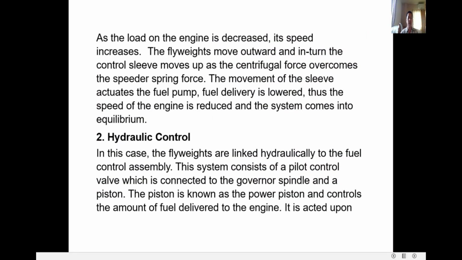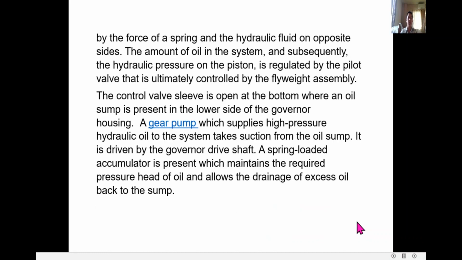So we have here also the hydraulic control. In this case, the flyweights are linked hydraulically to the fuel control assembly. This system consists of a pilot control valve which is connected to the governor spindle, and the piston. This piston is known as the power piston and controls the amount of fuel delivered to the engine. It is acted upon by the force of the spring and the hydraulic fluid on the opposite sides. Later on we can see the diagram.